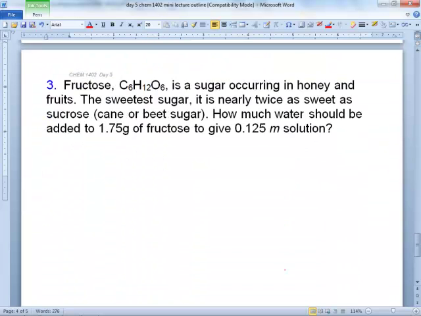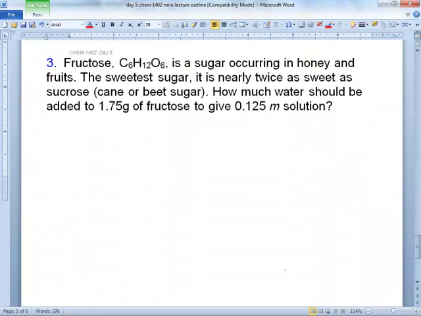Okay, let's try this one. Fructose. Sugar, and it's in honey and fruit and stuff. It's the sweetest sugar, twice as sweet as sucrose. How much water should be added to 1.75 grams of fructose to give 0.125 little m solution? Little m is molality. Try to get this one.